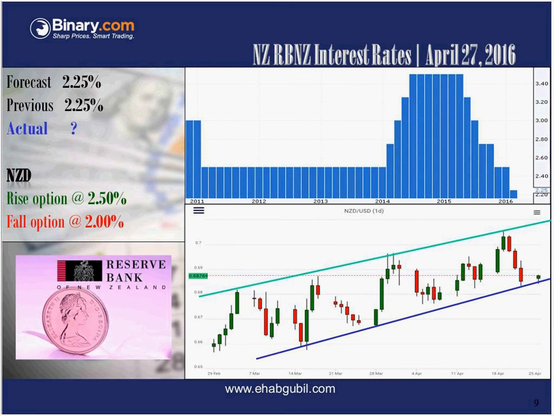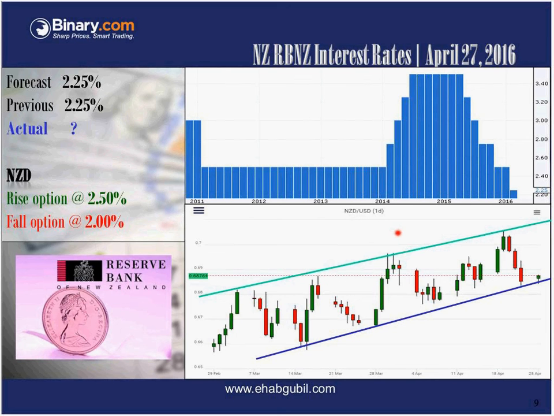So we'll consider making a rise option at 2.5% and a fall option at 2% interest rate as the actual release. Remember to draw support and resistance levels before the news release. This is the New Zealand dollar daily chart. Let's go on the channel.